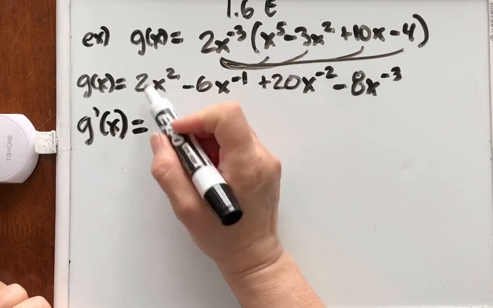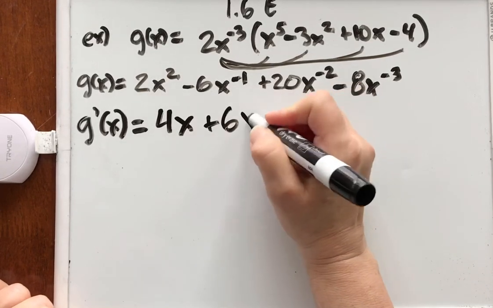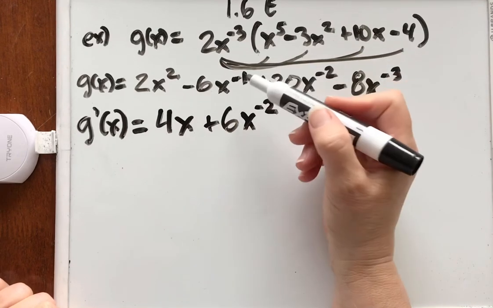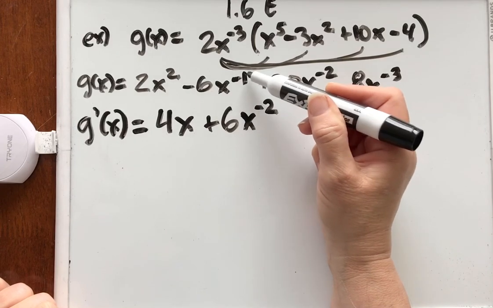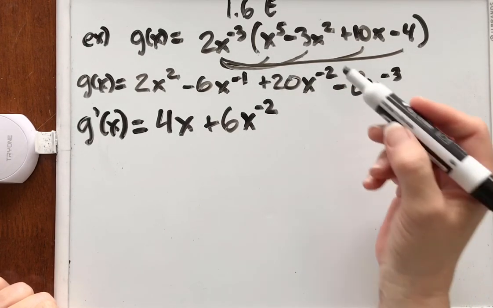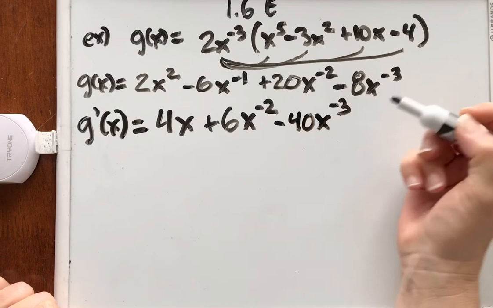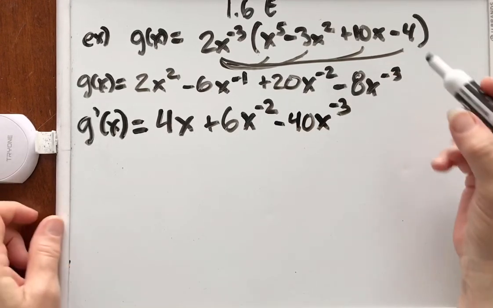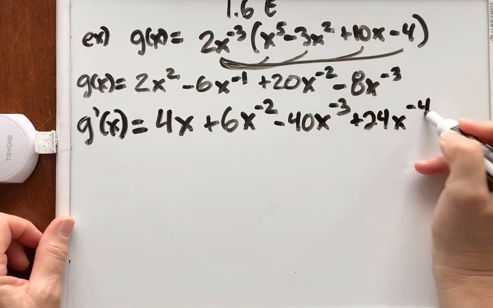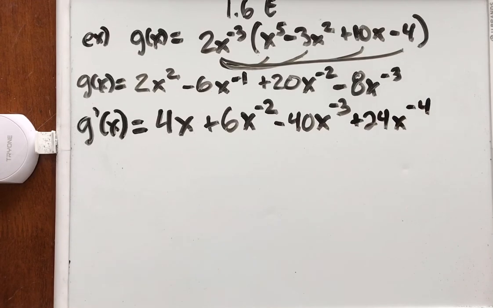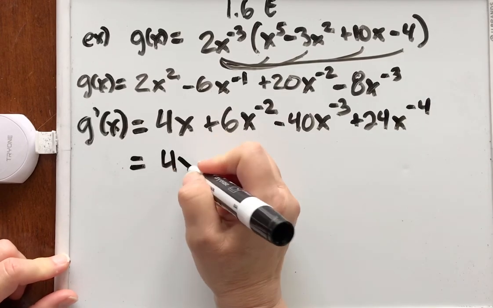So taking the derivative here, we have 4x. Derivative here, we have positive 6x to the negative 2. Because remember, we go negative 1 times negative 6 is 6, then we minus 1. Negative 1 minus 1 is negative 2. Next one, negative 2 times 20 is minus 40, x to the negative 3, because we take away 1. Negative 3 times negative 8 is plus 24, x to the negative 4. So now, if we still have to have no negative exponents in our answer, we're just going to put those in the denominator.